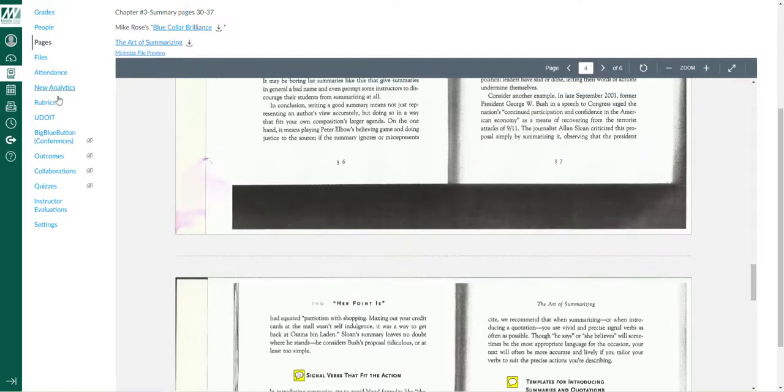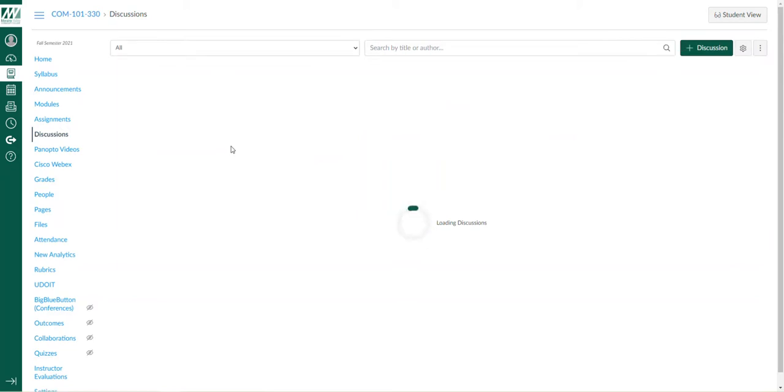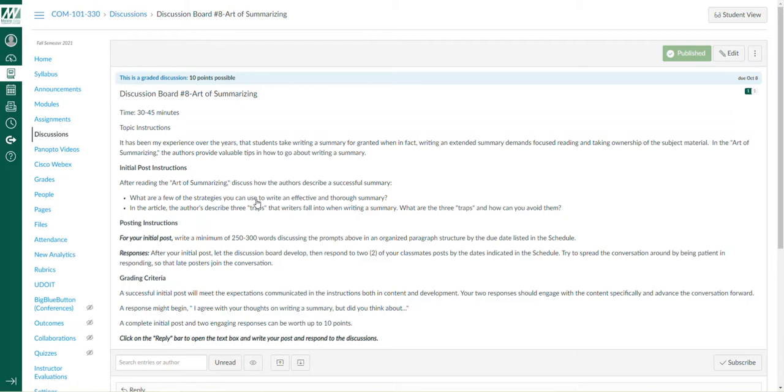So let me make a move here to the discussions. The art of summarizing is discussion board number 8. Here we have the instructions. After reading Art of Summarizing, discuss how the authors describe a successful summary. What are a few strategies you can use to write effective and thorough summary? In the article, the authors describe 3 traps that writers fall into, and I just highlighted those for you. How can you avoid them? So it's important to really take the time, run through the Art of Summarizing, and it'll help you be able to write that summary essay assignment.